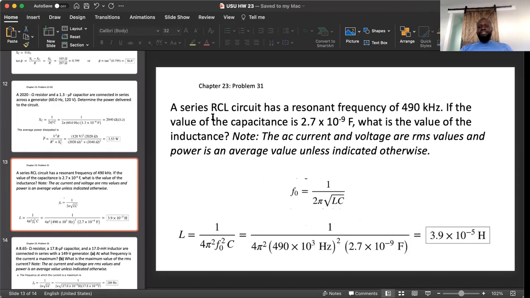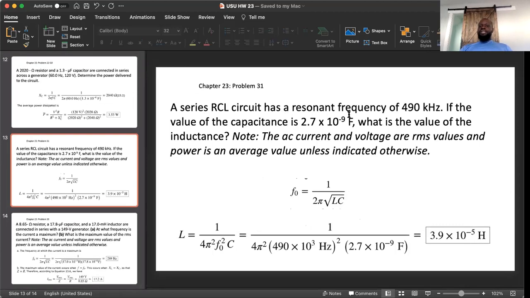So this one says a series RLC circuit, that's chapter 23, problem 31, has a resonant frequency of 490 kilohertz. That's 490,000 hertz. If the value of the capacitance is that, what is the value of the inductance? So we're going to use this. We have the resonant frequency, we have the capacitance, we're looking for L. So solve for L here, you get this. And you just put in the C and F naught, and you get your Henrys for L.